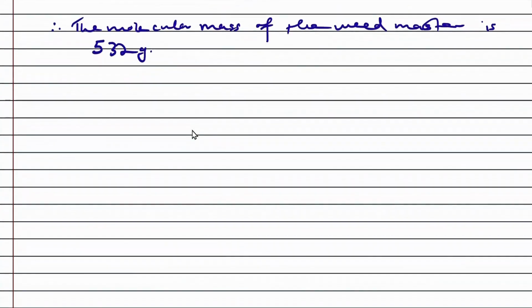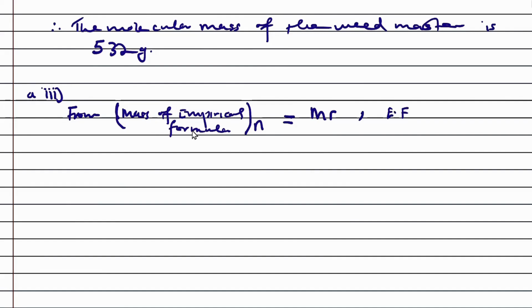So we have now our part A, Roman number 3. They want us to get the molecular formula. So in here, this is what we are going to say, that from this relationship, the mass of empirical formula multiplied by n should be equal to the molecular mass or the molar mass. What does it mean? Remember, our empirical formula is C10H13Cl2NO3. So this is our empirical formula.